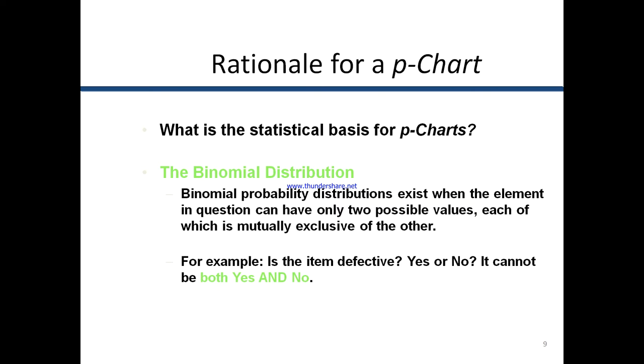So we know when you take one item, it can be either defective or non-defective, a good product or a bad product. It cannot be both, right? Because of that, we see a binomial distribution when we inspect whether a given product is defective or not by taking a sample from your production line. So when you are calculating the standard deviation in order to calculate the upper control limit and the lower control limit of the P-chart, we are using the standard deviation value based on the binomial distribution, right?